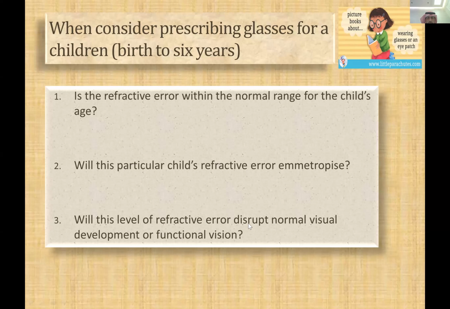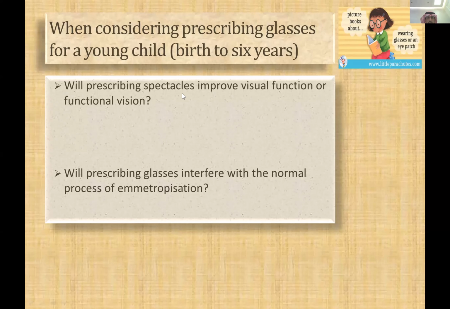Will this level of refractive error disrupt normal visual development or functional vision? For example, high refractive error or anisometropia. Will prescribing glasses improve visual function or functional vision? This is also clearly demonstrated by many studies that prescribing, for example, moderate astigmatism in a pre-verbal child will improve his functional vision when he gets older.